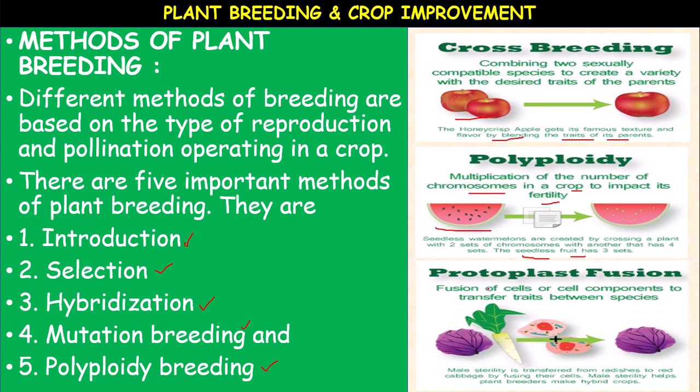Next, protoplast fusion. Here another example is given. The fusion of cells or cell components to transfer traits between species. So, here male sterility is transferred from radish to red cabbage by fusing their cells. Okay. The male sterility helps plant breeders make hybrid crops.